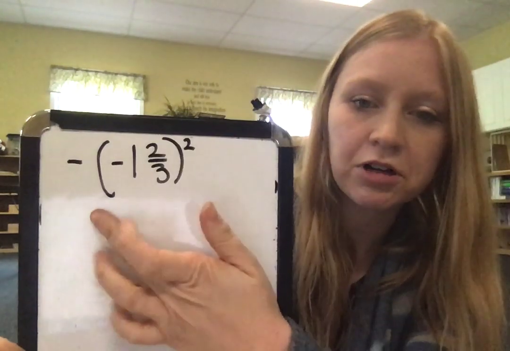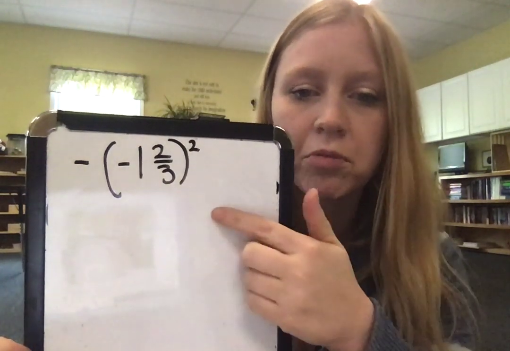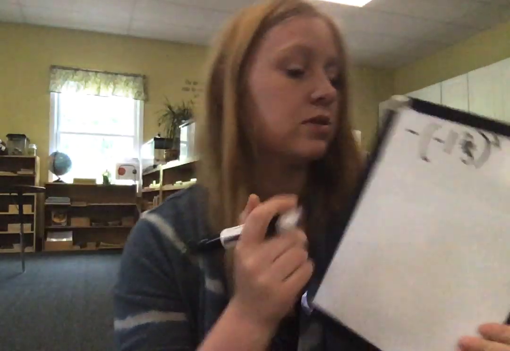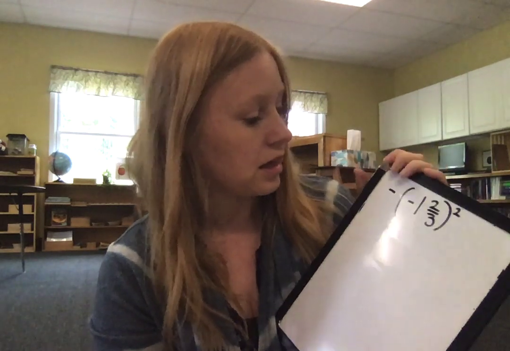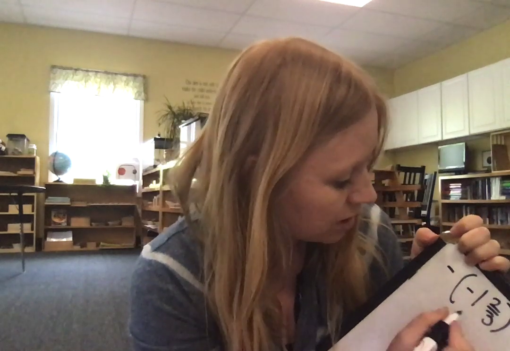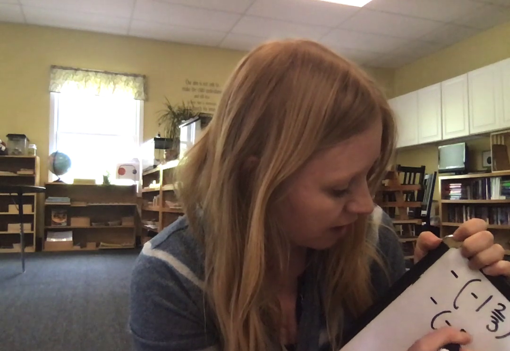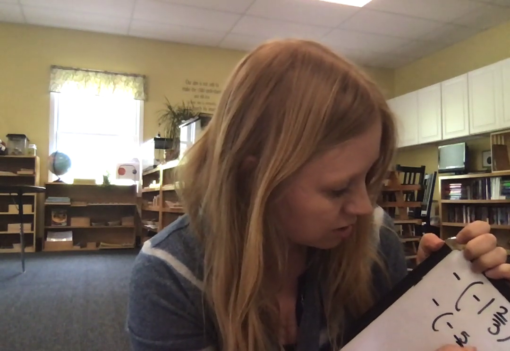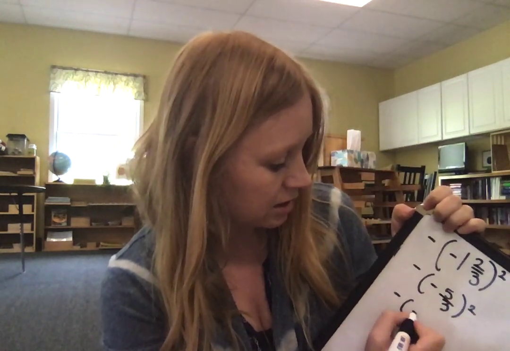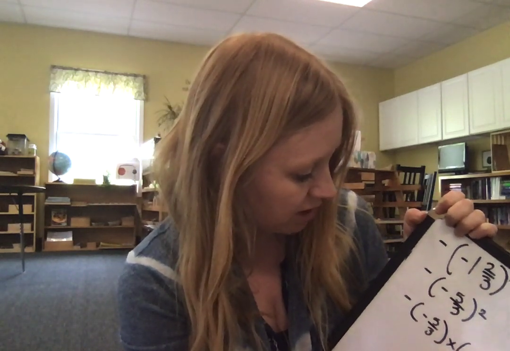Okay, first thing we're going to worry about is what's inside here. We're not going to worry about this yet. We'll come back to that. But we know when we're multiplying fractions, we have to write them as improper fractions. So 1 times 3 is 3 plus 2 is 5. I have negative times negative 5/3 squared. Okay, so if I write this out, it looks like this. Negative 5/3 times negative 5/3.